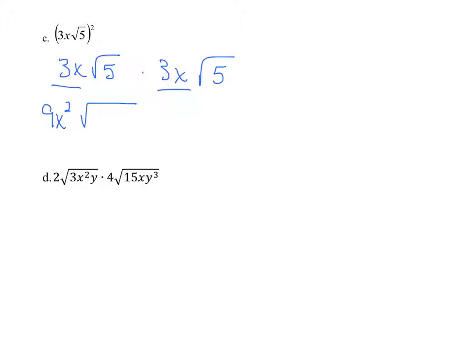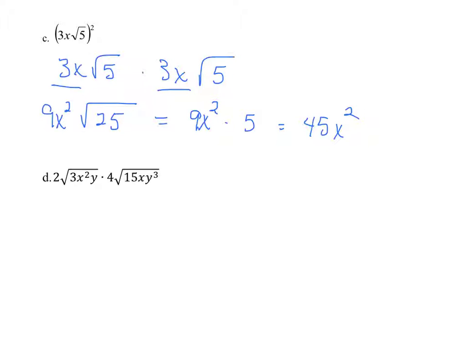Square root of 5 times square root of 5. Multiply your numbers underneath the radicals. So it's 9x squared times, what's the square root of 25? 5. So this will be 45x squared. No radicals involved. They're all out. Okay.